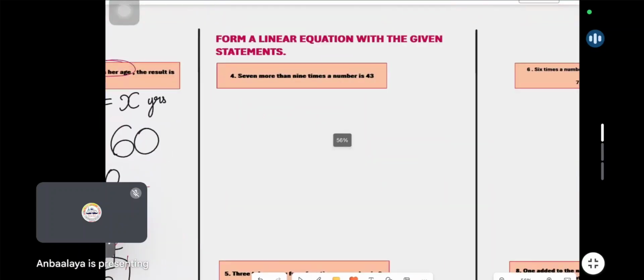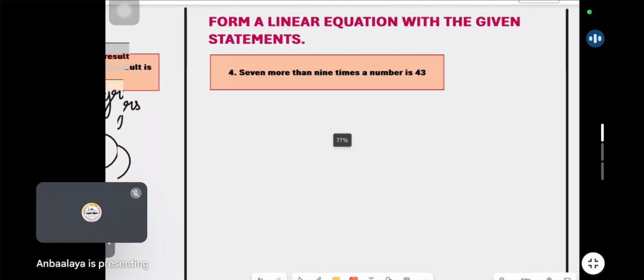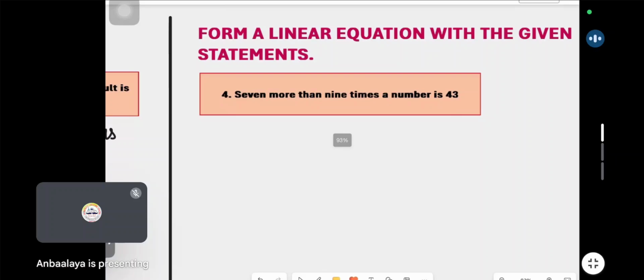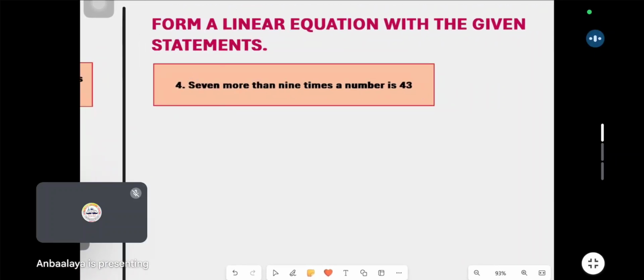Okay, we can go to the next question. Look at the next 4 questions. Form a linear equation with the given statement. This is a very easy question. We just need to form a linear equation. Here all are given linear equations. Now we need to form a linear equation, then we can solve. So look at the first question.